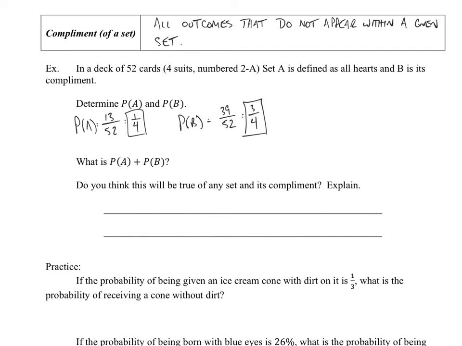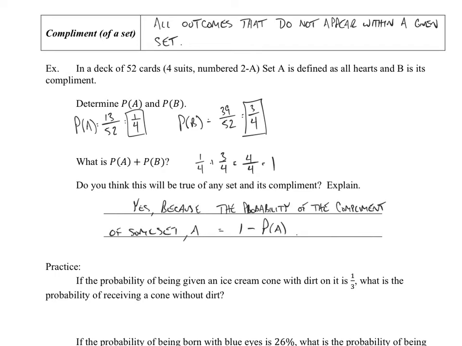It's saying, what is the probability of A plus the probability of B? Well, 1/4 plus 3/4 is 4/4, which is 1. Do you think this will be true of any set? It will be true of any set, because if the complement is all of the values that are not within the set, and the whole scenario has to add up to 1, then your set plus its complement will be all of the values possible.